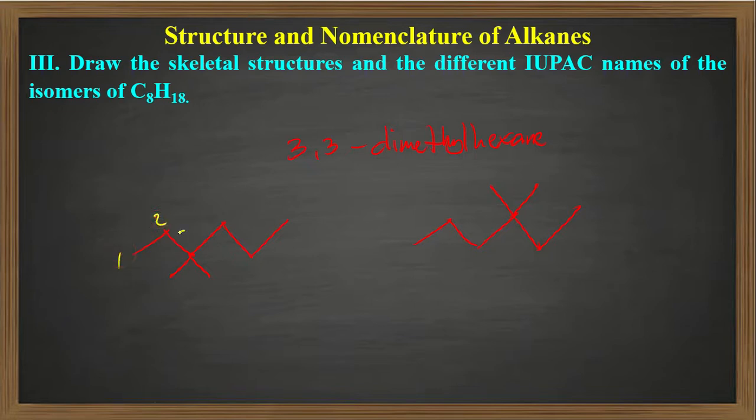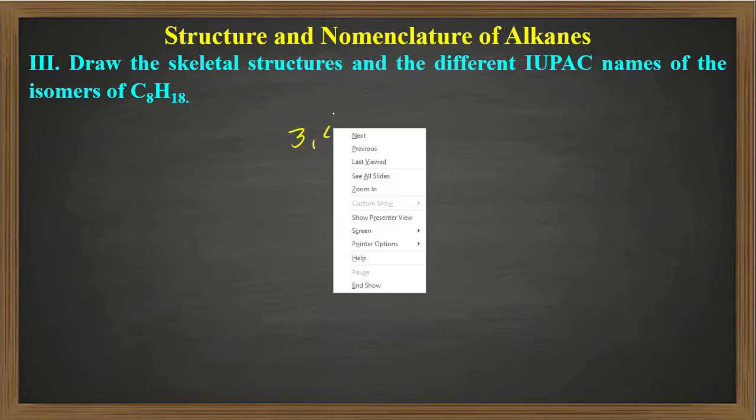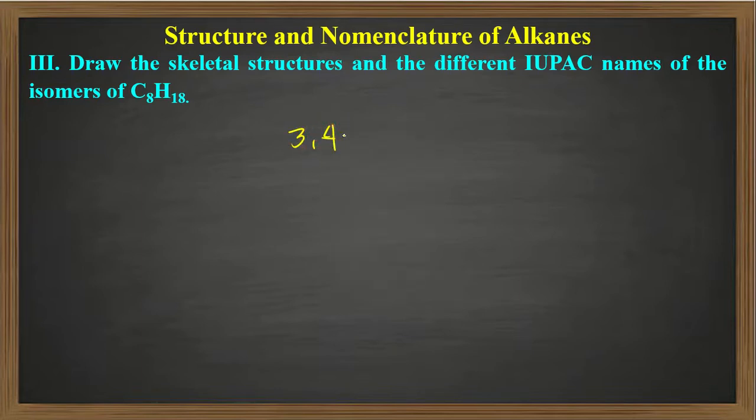1, 2, 3, 4, 5, 6. Okay? And then we can also move one of the methyl in carbon number 4 to have another isomer. So this will be called 3, 4.